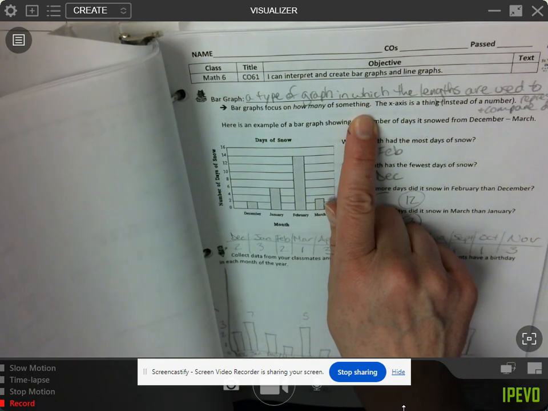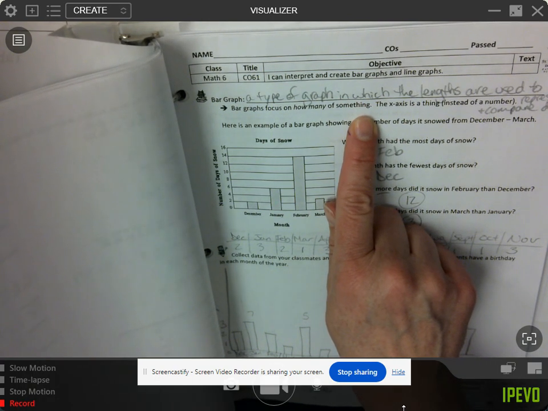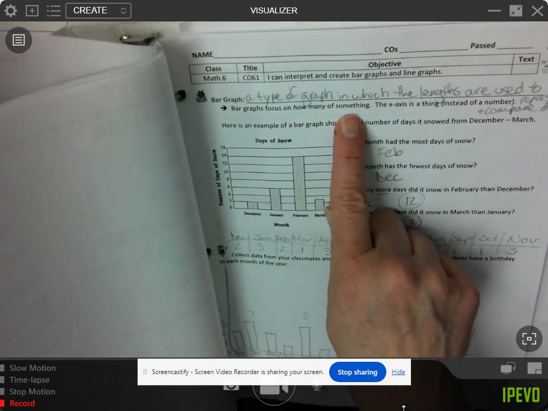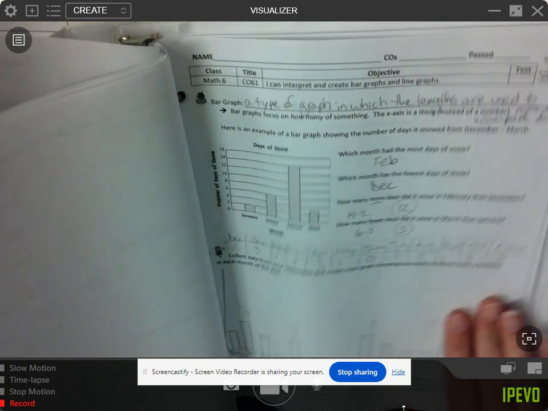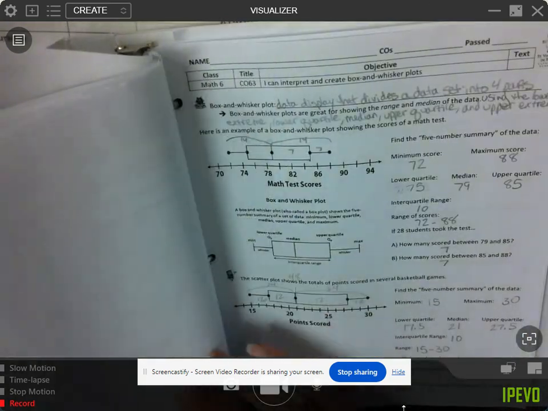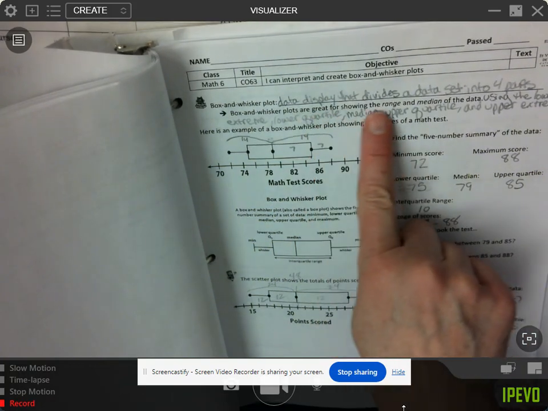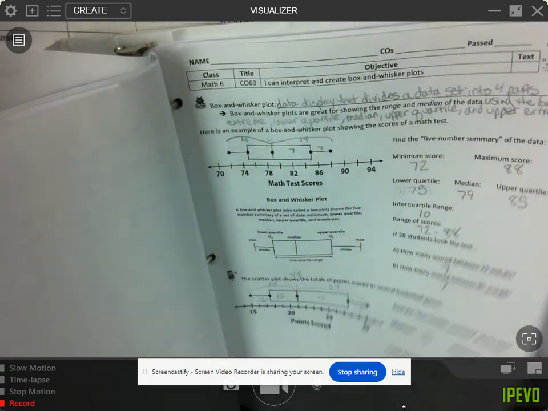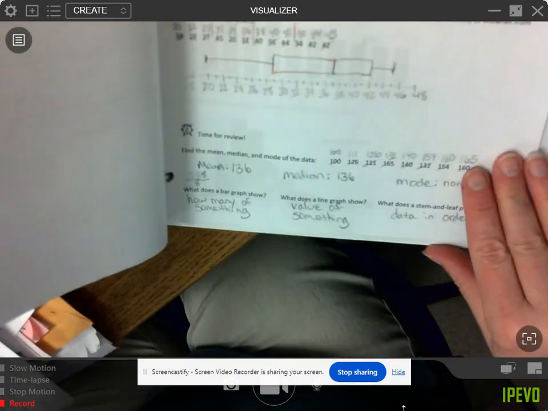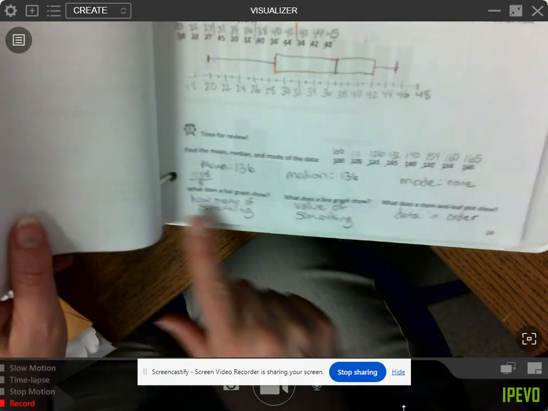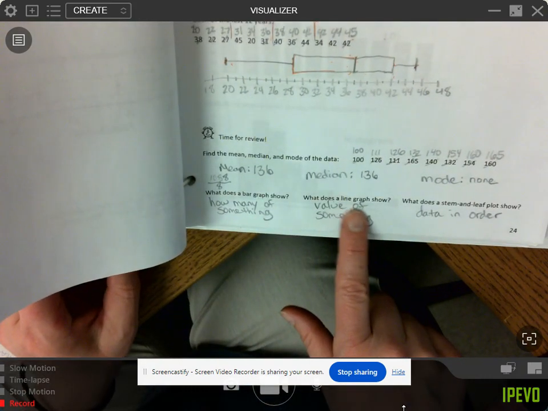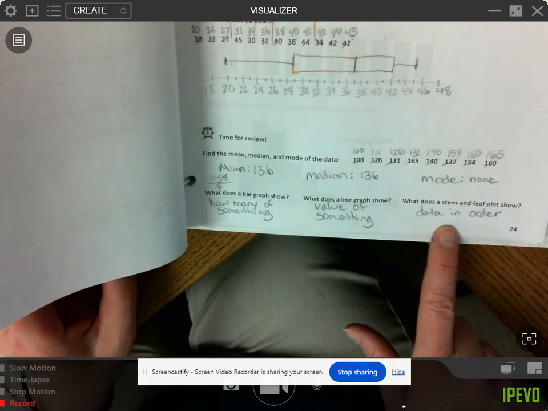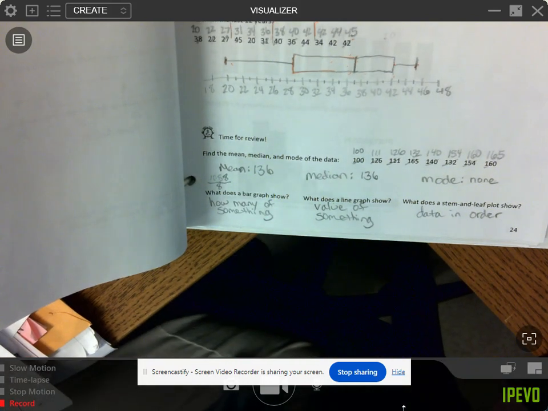That's going to be stuff you want to put on your help sheet. So not only do we need to know what a bar graph is, we need to know what it shows. Same thing with the line graph and the stem and leaf and the box and whisker. You need to know why we use them. If we're looking for the range and the median, we're going to use the box and whisker. So on the bottom, the bar graph shows how many of something. The line graph shows the value of something. And the stem and leaf plot shows data in order. That's all we had to write for those.